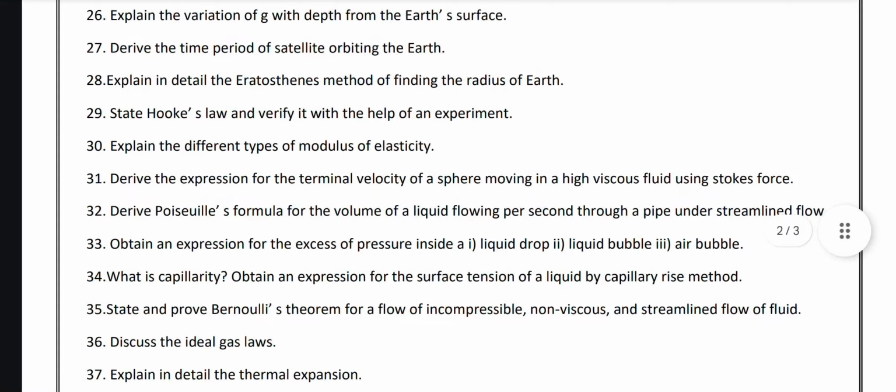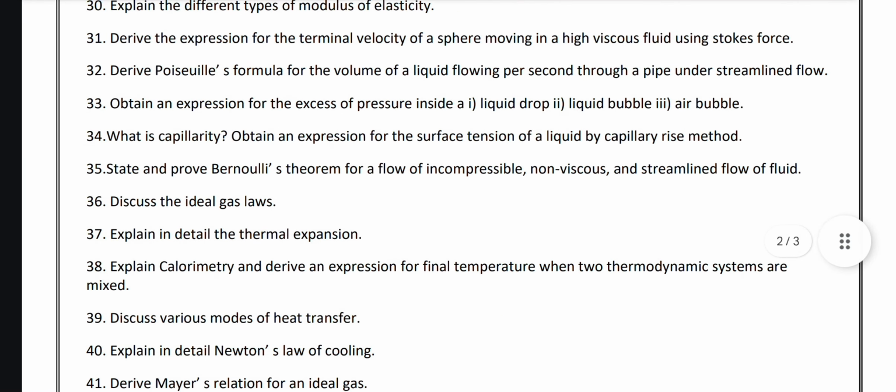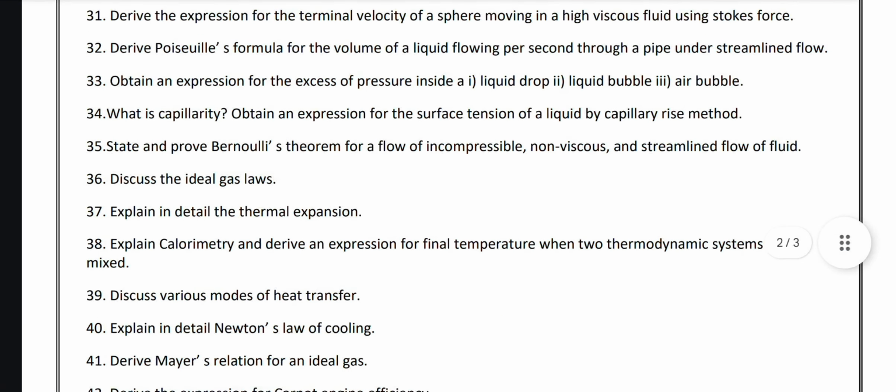33rd, obtain the expression for the excess of pressure inside a liquid drop, liquid bubble, air bubble. 34th, what is capillarity? Obtain expression for the surface tension of a liquid by capillary rise method. 35th, state and prove Bernoulli's theorem for a flow of incompressible, non-viscous and streamlined flow of fluid. 36th, discuss the ideal gas law.